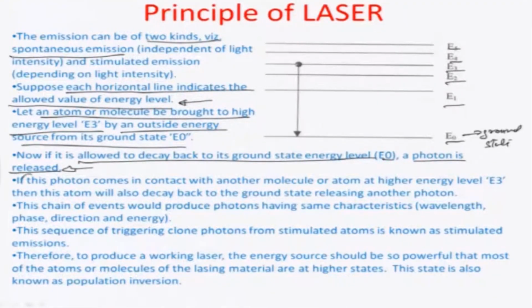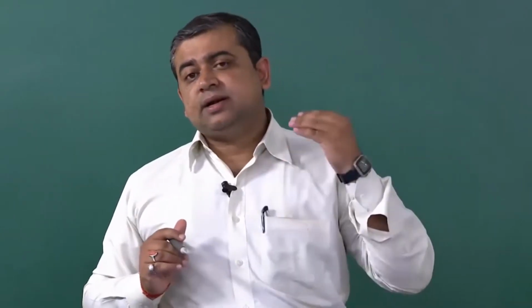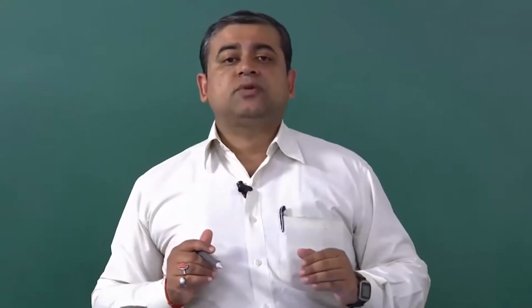And this photon now comes into contact with another molecule or atom which is already existing at a higher level E3. Okay. And this is what the spontaneity of stimulated emission would mean: supposing there is already an electron transiting back from a level E3 which creates a photon, and this photon, instead of being fully emitted by that atom, goes and strikes another atom which is already in the energy level E3.